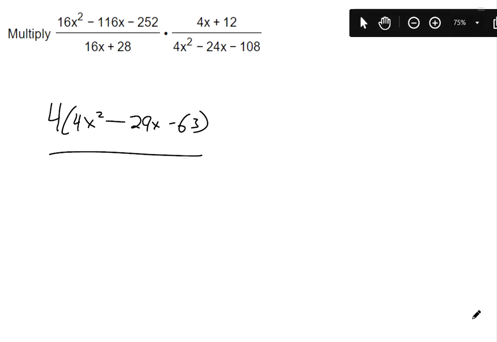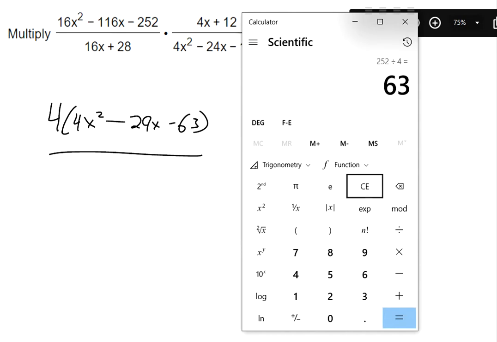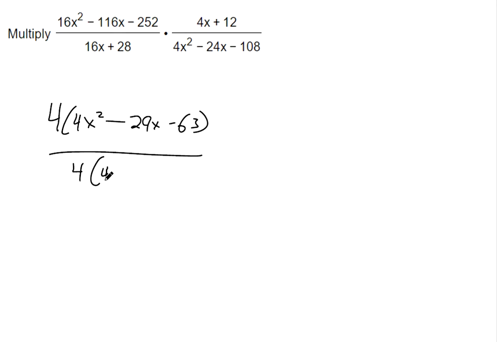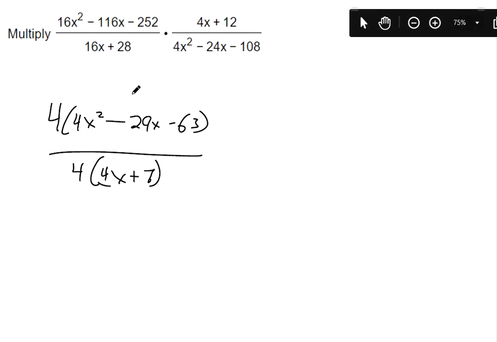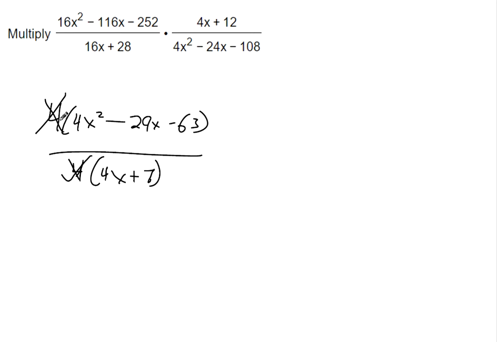And then here we have 16x plus 28. I can divide both of them by 4. Yep, so take a 4 out of the bottom here too. That gives you 4x plus 7. Because 16 divided by 4 gives us 4. 28 divided by 4 gives us 7. And look, the 4's cancel out. You can just make your life easier and scratch those out because 4 divided by 4 makes 1.